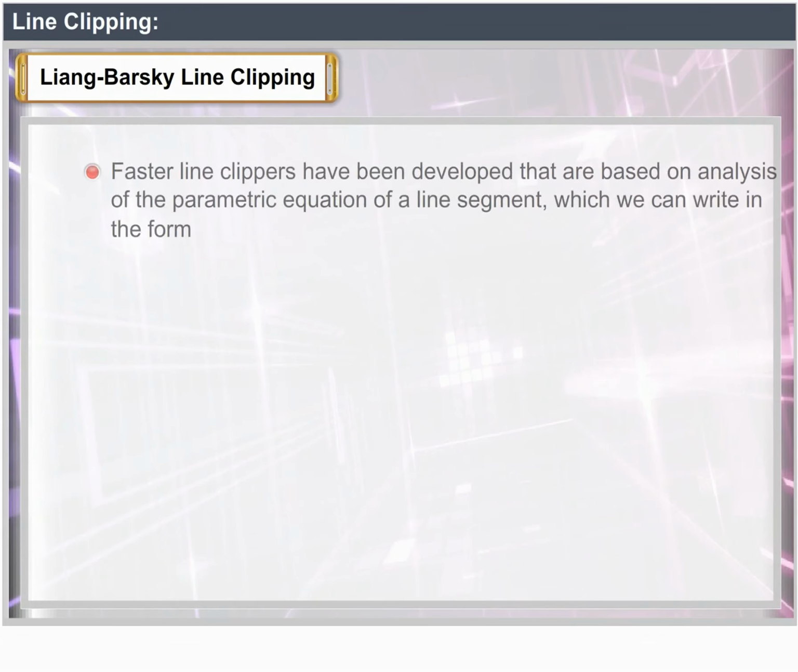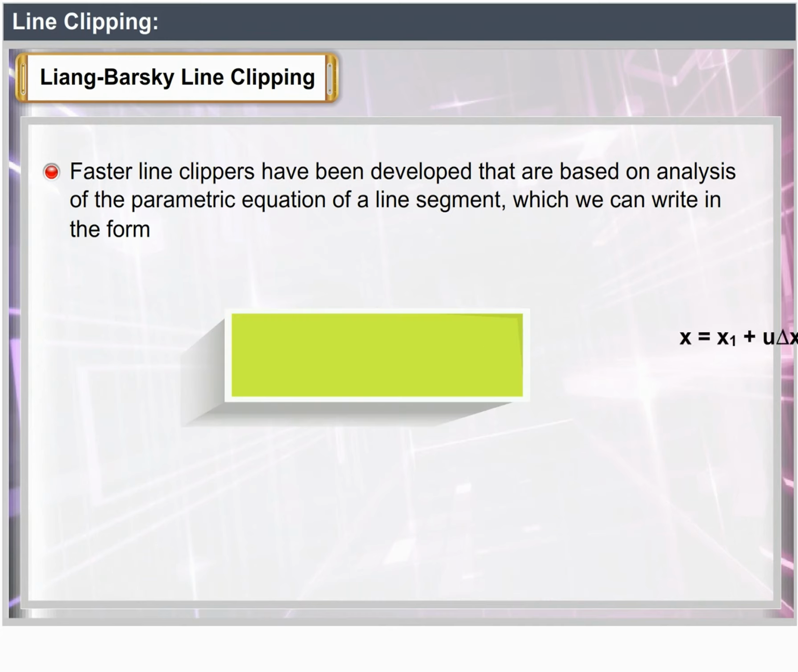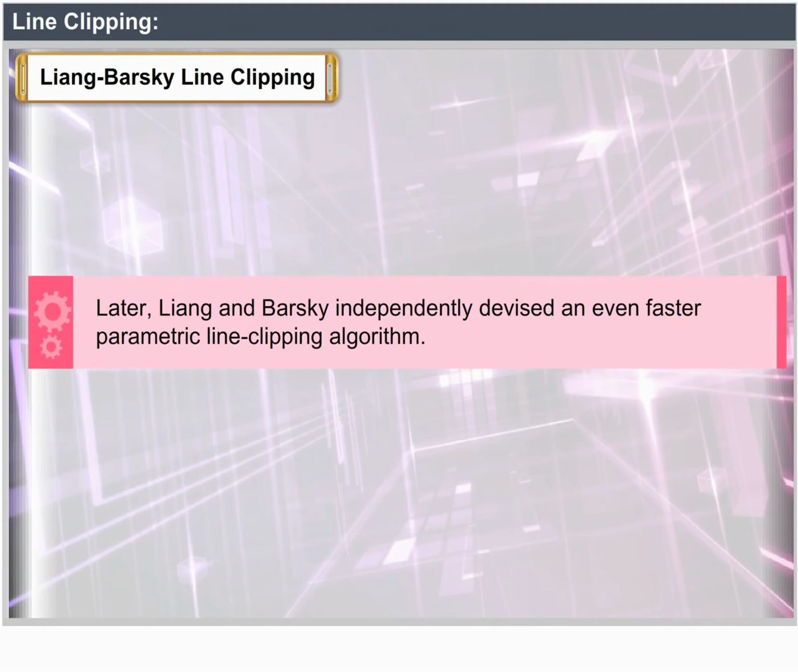Faster line clippers have been developed that are based on analysis of the parametric equation of a line segment, which we can write in the form x equals x1 plus u delta x, y equals y1 plus u delta y, where u lies between 0 and 1, where delta x equals x2 minus x1 and delta y equals y2 minus y1. Later, Liang and Barsky independently devised an even faster parametric line clipping algorithm.